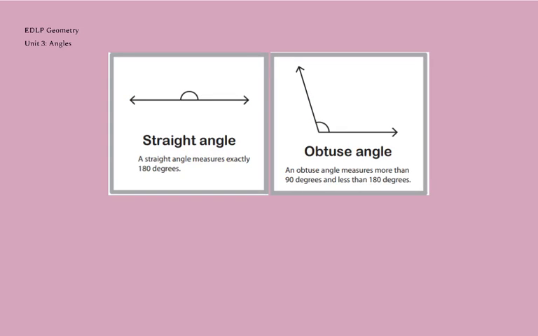Then we have obtuse angles, which, if our 90 is kind of in here, I see that it's a bit bigger than that, all the way until we get what looks like a straight line, which is our straight angle at 180 degrees.